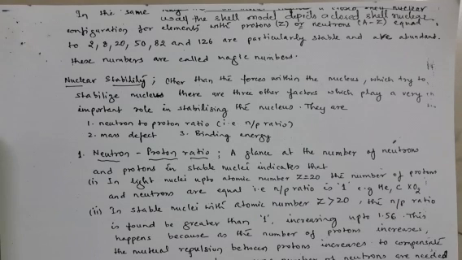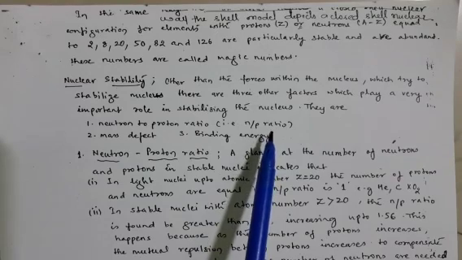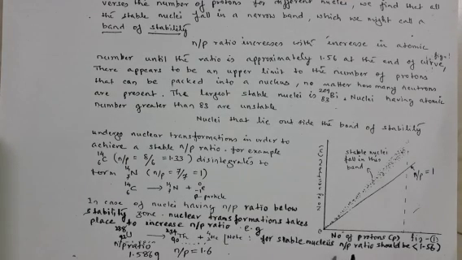Hello dear students. In the previous video we were discussing the factors which are responsible for stabilizing the nucleus. We already discussed the neutron to proton ratio. According to this ratio, for the stability of the nucleus, the N by P ratio should be less than 1.56. Then only the nucleus is said to be stable.